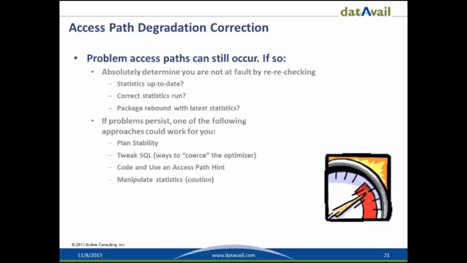And again, if the problems persist, you can go out and change the SQL. You can use plan stability to go back to an access path that was better for you in the past. Tweak the SQL, so coerce the optimizer to do what you want it to do, or add an access path hint, or even go out and manipulate statistics, but that should only be a last resort.